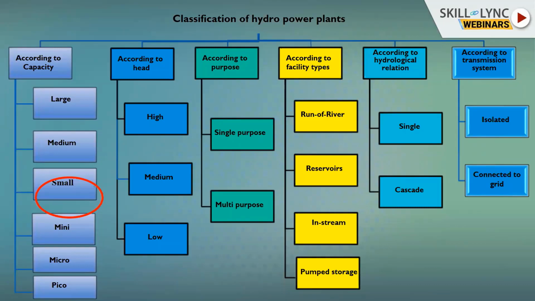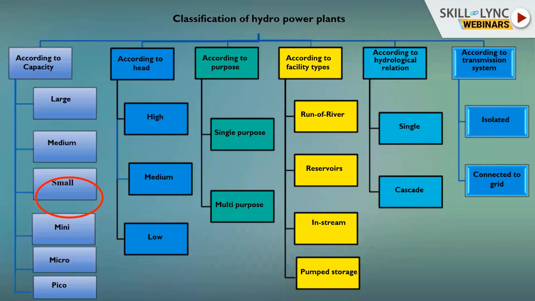And the next one is according to head and according to purpose. You can see these visually through the picture in the next slide, and from that you can understand it very clearly. According to head, we have high, medium, and low. And according to purpose, we have single purpose or multiple purpose.